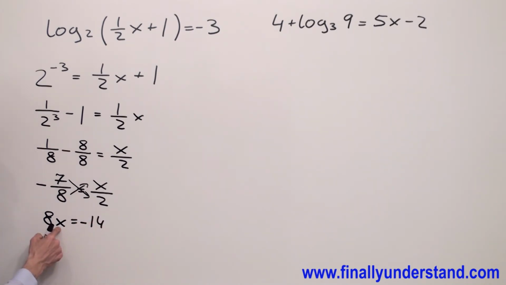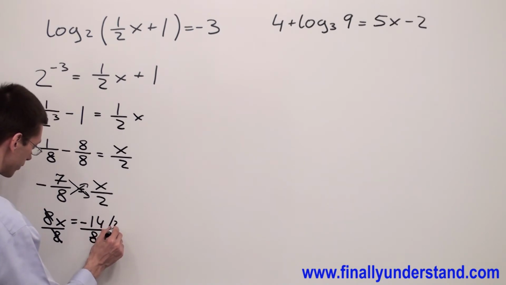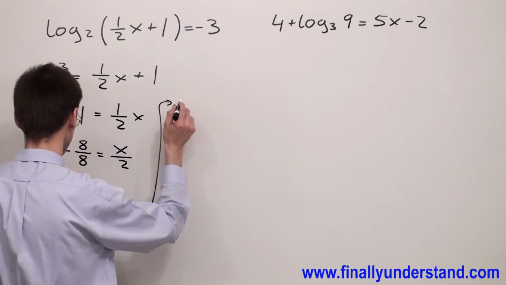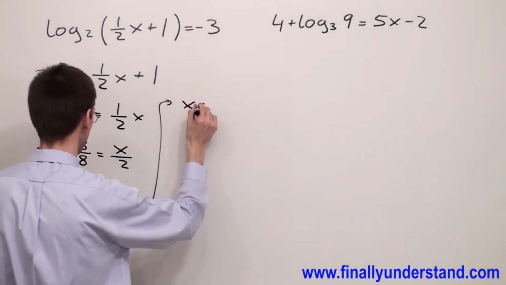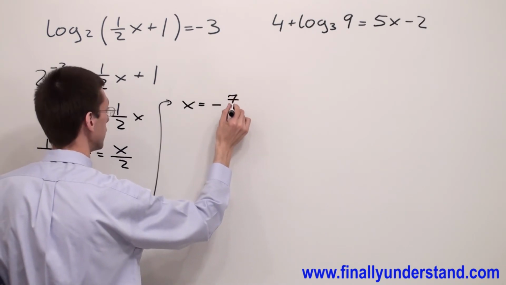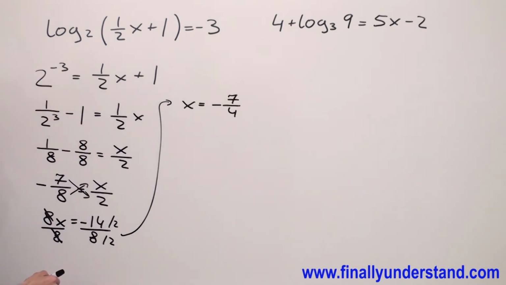In order to find the value of x, you have to divide both sides of the equation by 8. 8 and 8 will cancel out. You can reduce this fraction by 2. And you will have x equals negative 7 over 4. We got the value of x.